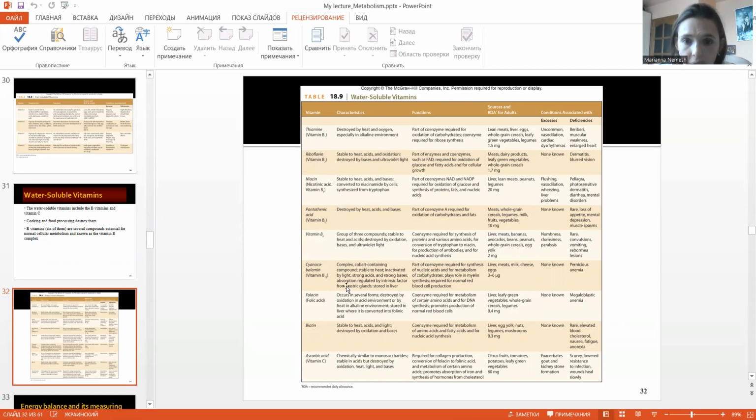Vitamin B12 is a part of a coenzyme required for synthesis of nucleic acids and for metabolism of carbohydrates, and plays a role in myelin synthesis and in normal blood cell production. Vitamin C is required for collagen production, conservation of folic acid, metabolism of certain amino acids, absorption of iron, and synthesis of hormones from cholesterol. Folic acid, vitamin B9, is a coenzyme in different kinds of metabolic processes of certain amino acids and in DNA synthesis.